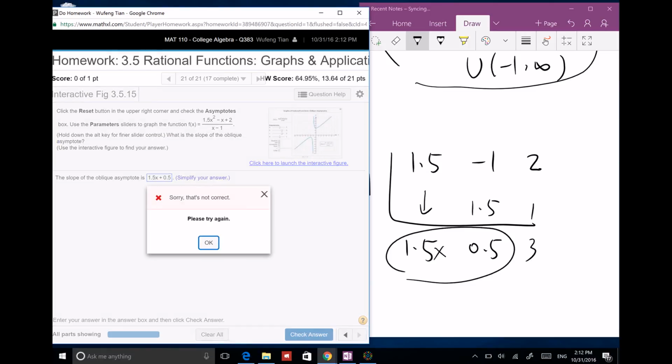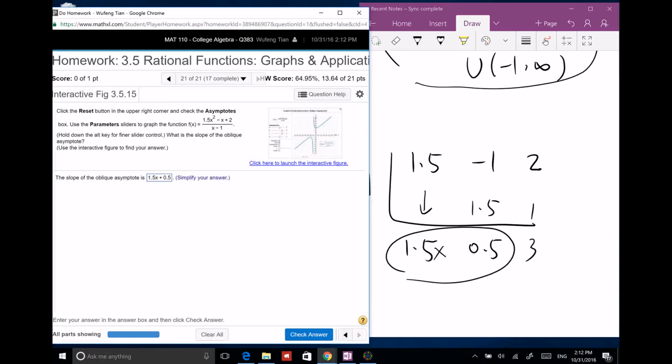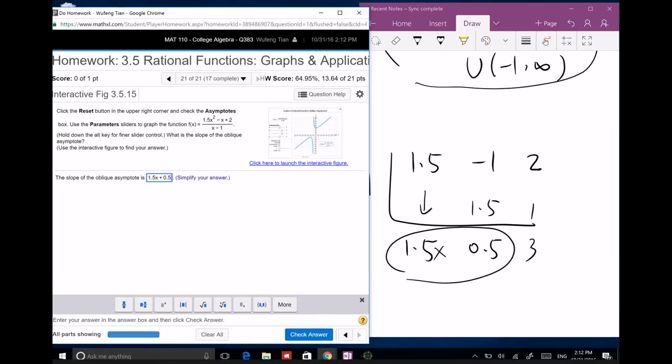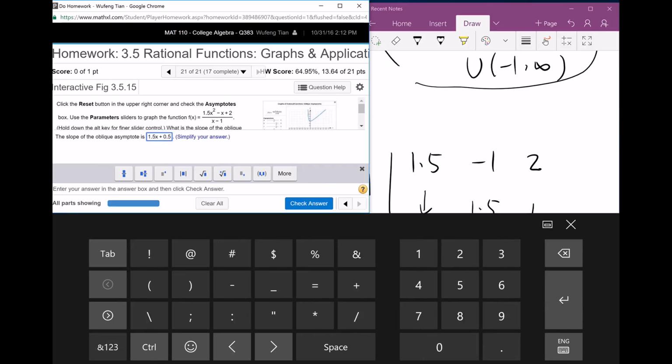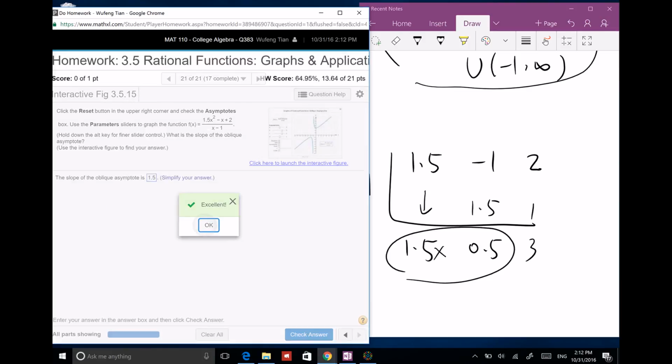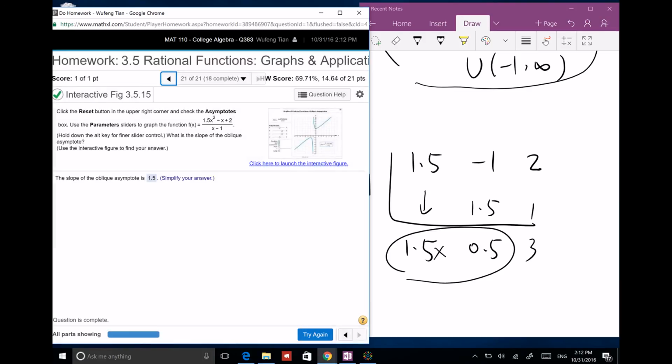Put that in. It says, let's see, try again, simplify answer. Oh, the slope is just 0.5. It's just 1.5. Okay, that's it. Alright.